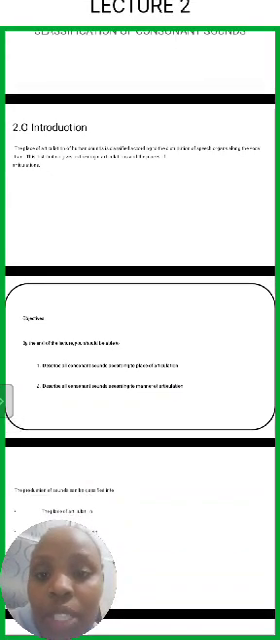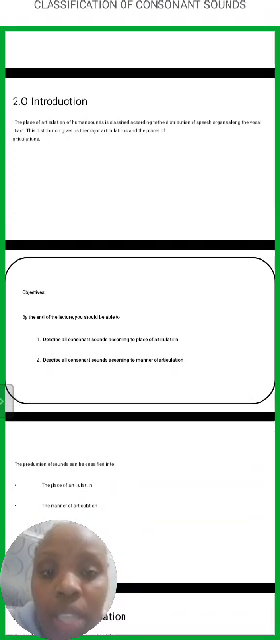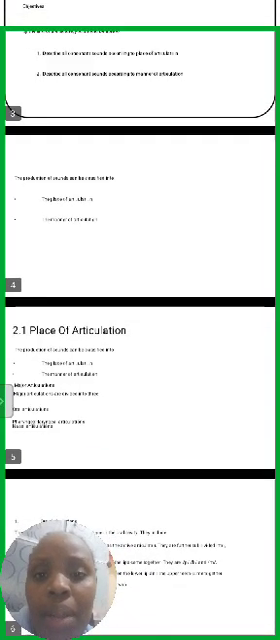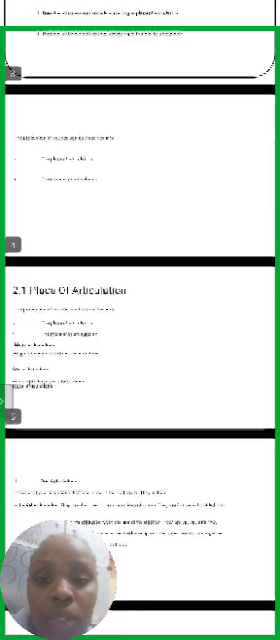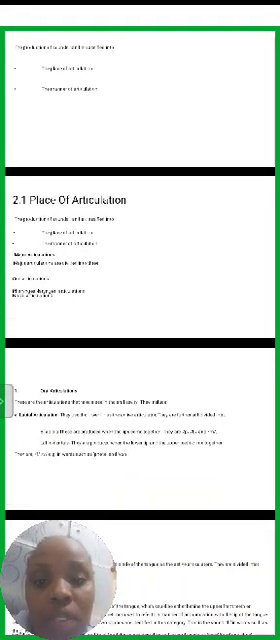So, how do we classify the consonant sounds? The place of articulation of human sounds is classified according to the distribution of speech organs along the vocal tract. This distribution gives us the major articulations and the places of articulation. The objective of this lesson is that by the end, you have to describe all the consonant sounds according to the place of articulation and according to the manner of articulation.